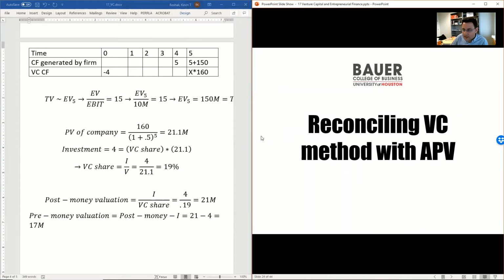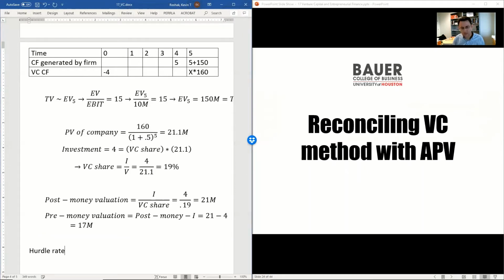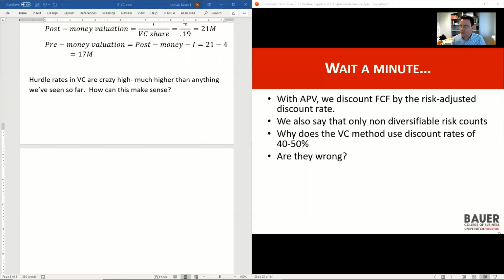Next, I want to reconcile the VC method with what we've seen in the past with APV. And in particular, I'm going to focus a lot on this hurdle rate of 50%. If we can make sense of those very high hurdle rates, then we can reconcile the VC method with the more traditional APV approach. Another way to state the puzzle is in terms of betas.